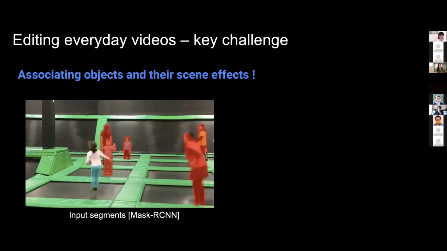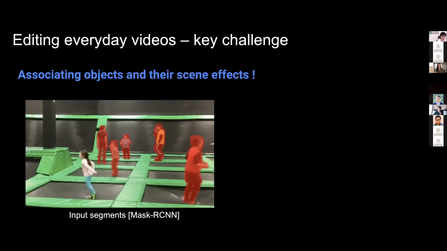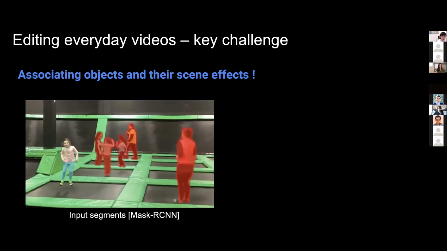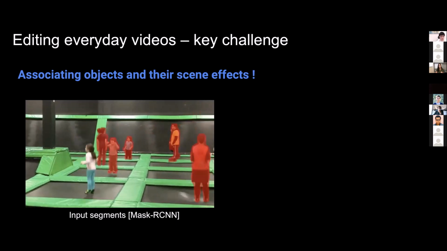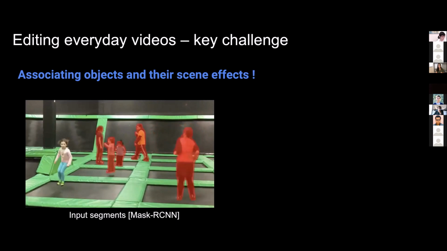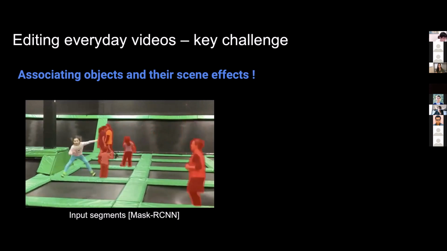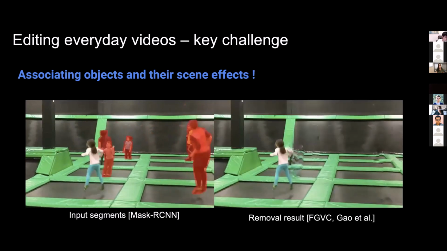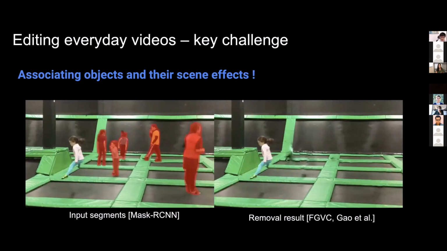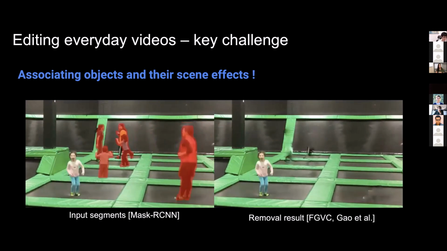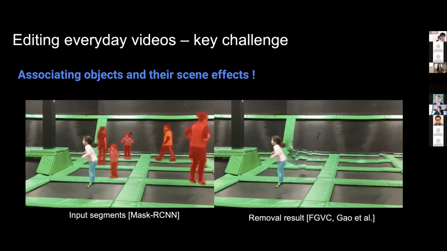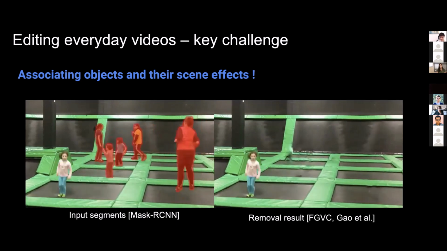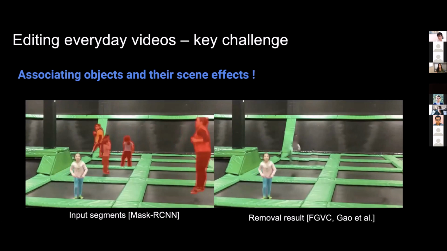So what you can see here is a result of a state-of-the-art segmenter, Mask R-CNN, on this complex video. So it works fairly nicely. But if we take those masks and plug them into a state-of-the-art object removal method, this is the result we get. So we end up with all these visual artifacts because we didn't take into account the deformation of the trampoline in this example.